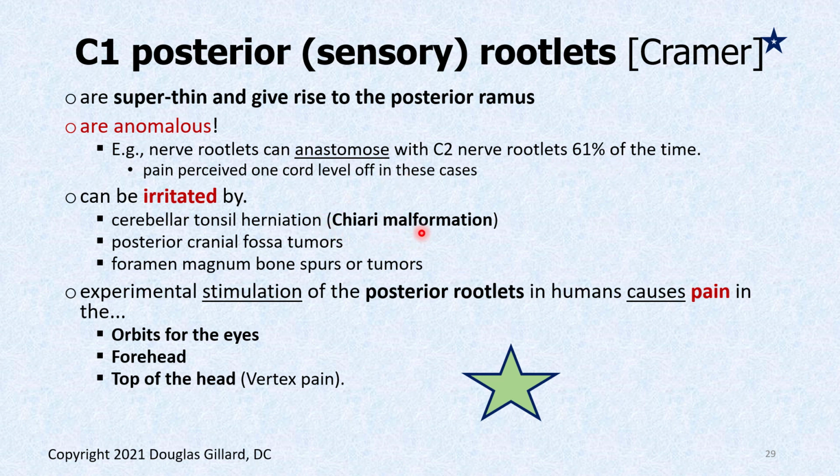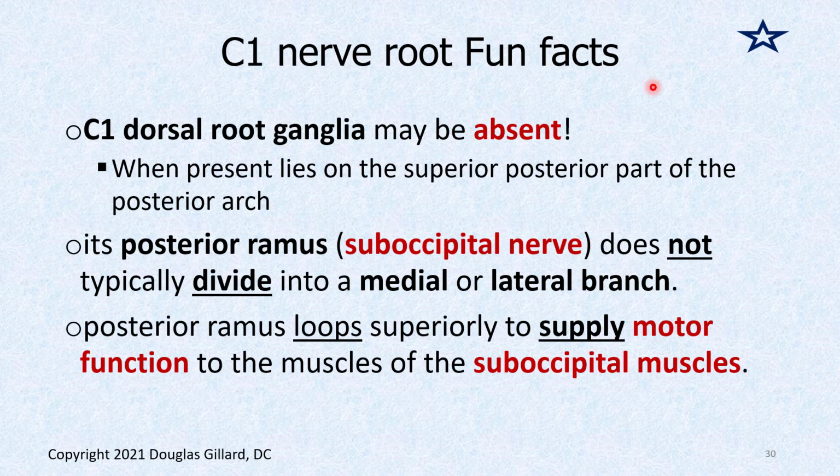Chiari, we better do this. We're going to do Chiari malformation tomorrow morning. Chiari malformations can irritate these nerve roots and cause all sorts of trouble. And typical irritation of C1 causes pain around the orbits of the eyes, like you have this weird pain around your eyes, on your forehead, and the top of your head. So some really weird places. Yeah, we better do Arnold Chiari tomorrow.